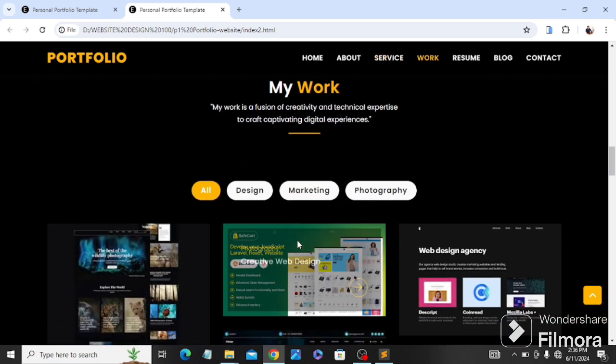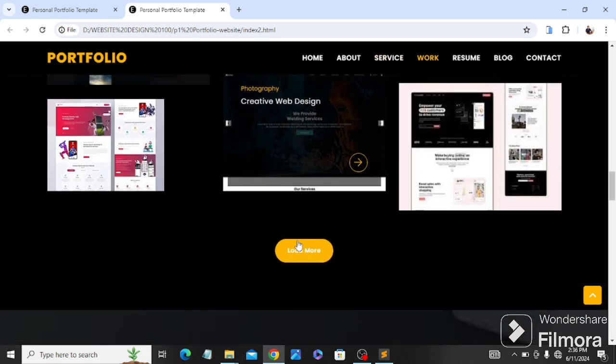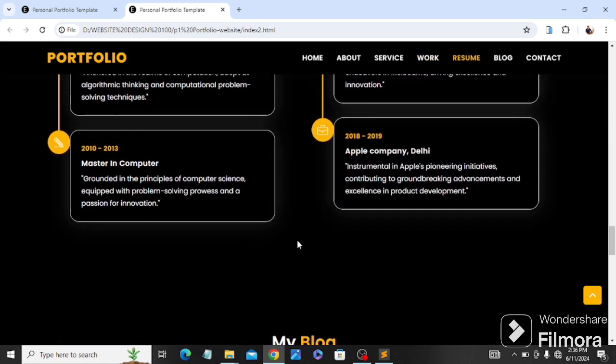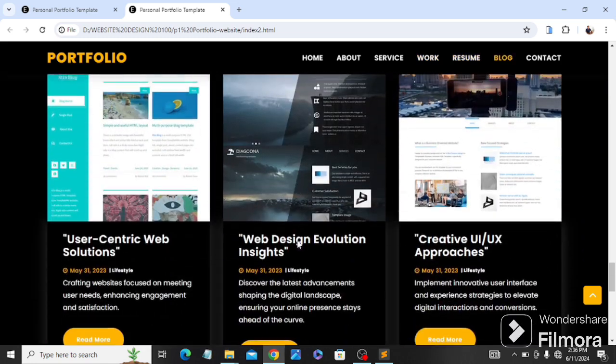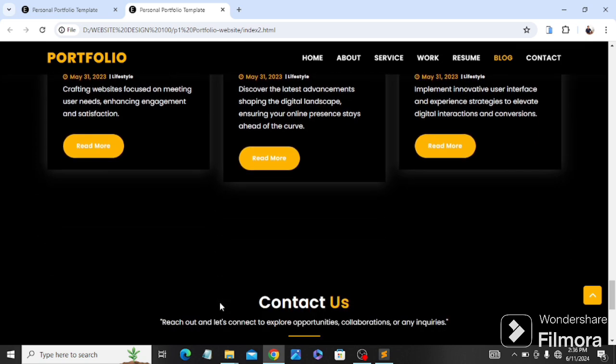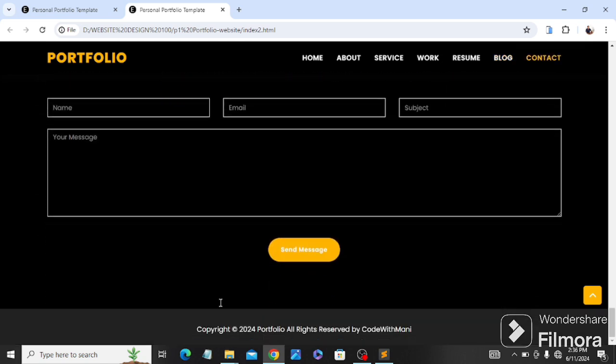This is the dark mode portfolio. You can see that both are the same, but the first one was the light mode and the second one is the dark mode. Both are great, looking so beautiful and very nice. Everything is fine.